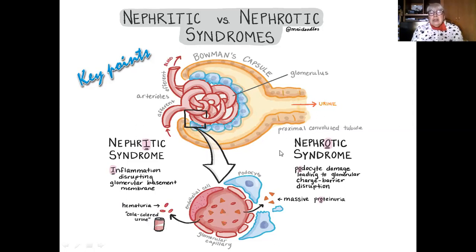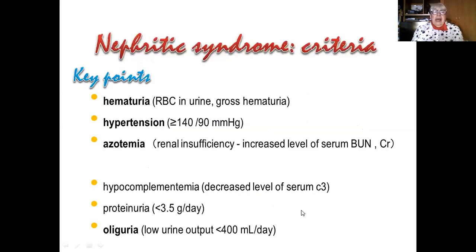And what is it in nephrotic syndrome? The main point is damage of the unit of the nephrons. So podocyte damage, you see here, leading to glomerular change, barrier disruption, and massive proteinuria. What is it? More than 3.5 grams per 24 hours. So let's go on, and we will look at nephritic syndrome criteria.